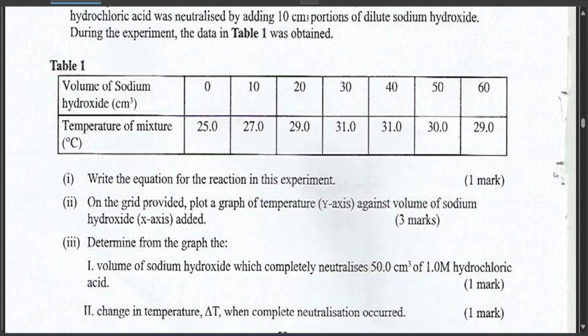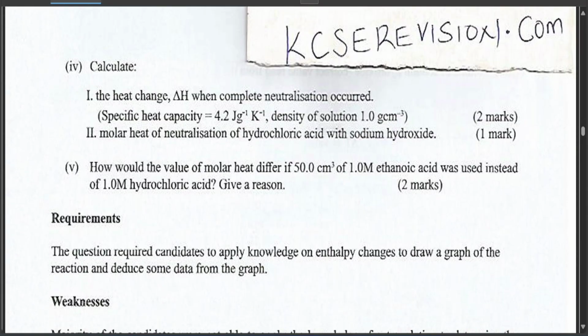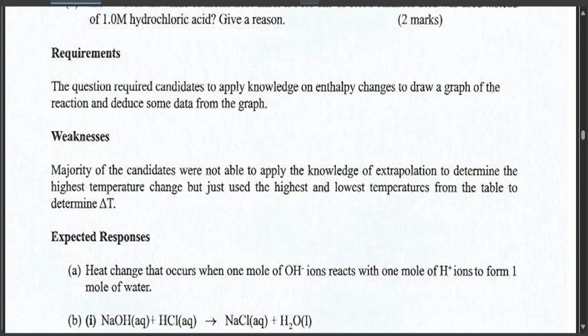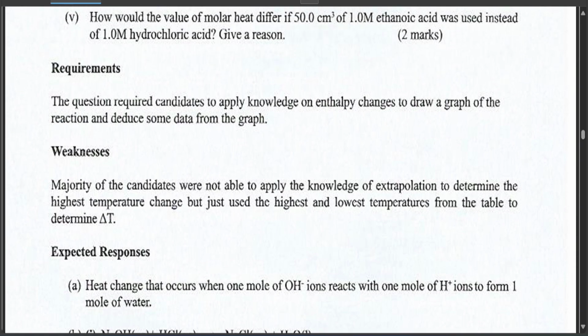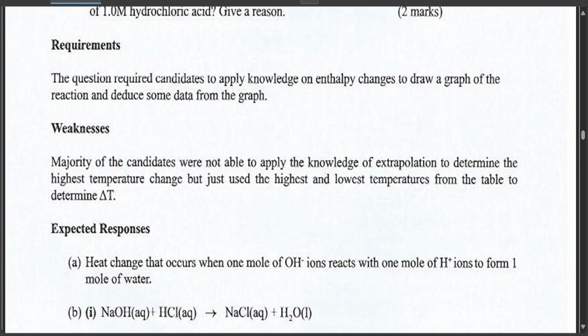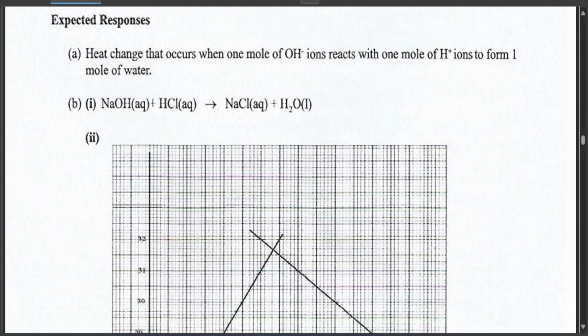So they just took the highest here and the lowest here, which was wrong. They were supposed to extrapolate that diagram. Also, to determine the change in temperature, they just used the highest and lowest from the table, where they were supposed to use the graph. So these are questions that at that time they answered incorrectly.